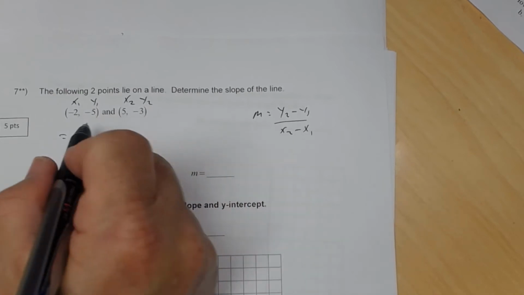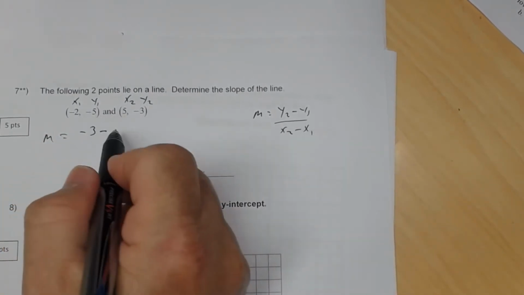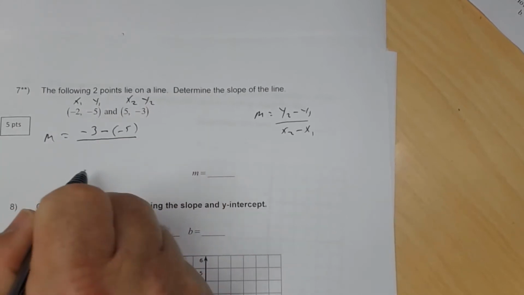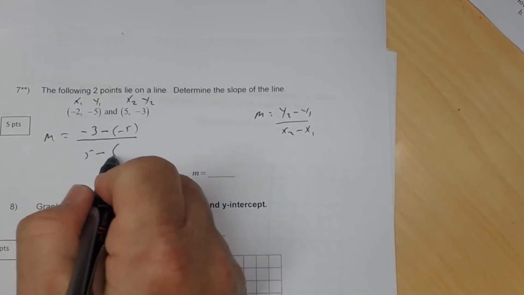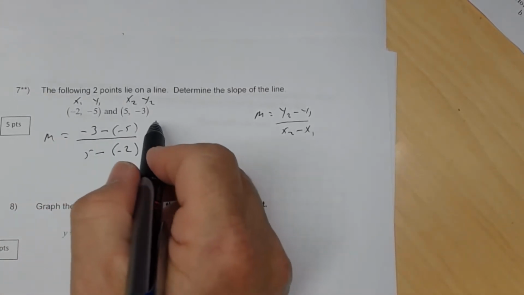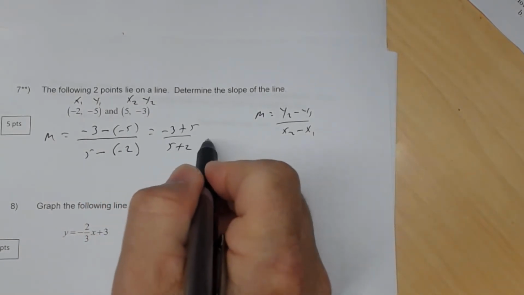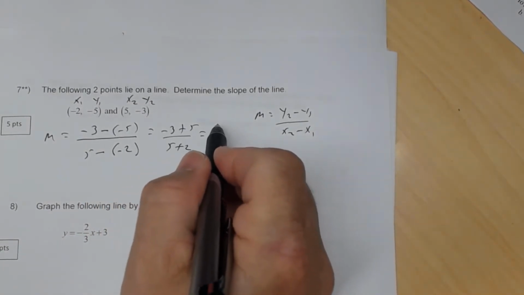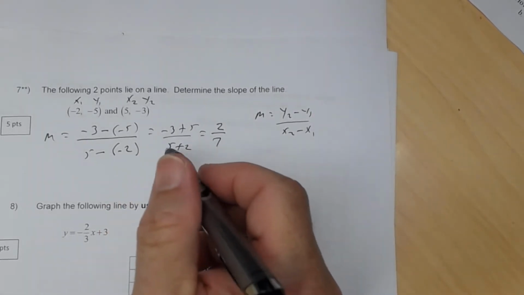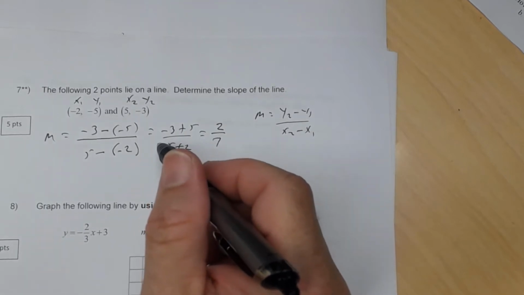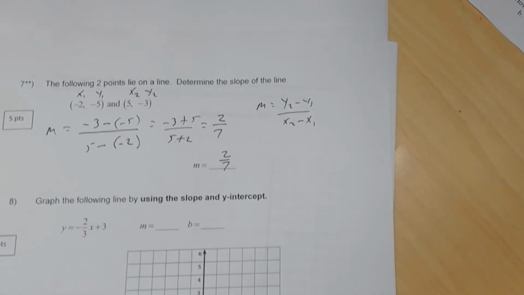So y2 is negative 3, so I'm going to say the slope will equal negative 3. Subtract y1, which is a negative 5, divided by x2, which is 5, subtract x1, which is negative 2. So this becomes negative 3 plus 5 over 5 plus 2, and negative 3 plus 5 is a positive 2. 5 plus 2 is 7. Now again, if you don't remember your rules from several semesters ago about signed numbers, use your calculator. So that's 2 7ths. So the slope is 2 7ths.